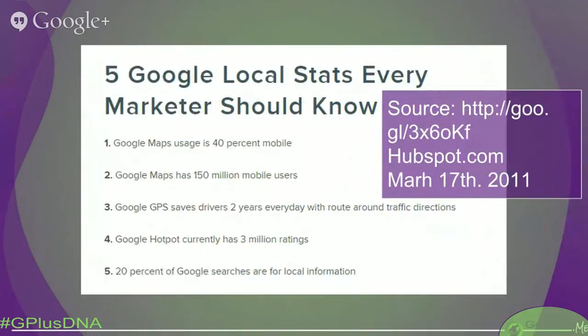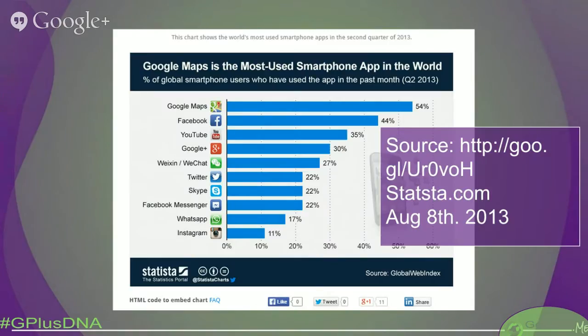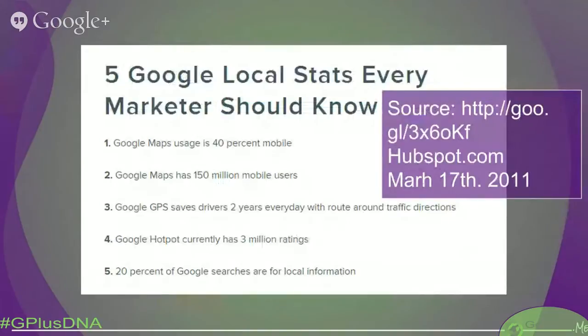Okay, so this one, 5 Google local stats every marketer should know. Now, I'm often careful about using stats that are really old, and these are really old. March 17th of 2011. But the thing is that they're still important. Even though the numbers are wrong, they're too low, they're still important. So they say Google Maps usage is 40% mobile. It's even higher than that at this point in time. More people are using it mobile now than then. Google Maps has 150 mobile users. Well, the last slide shows us that that's not true. It's a much higher number.